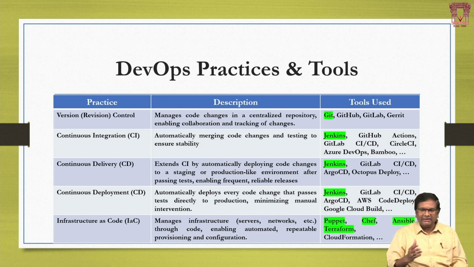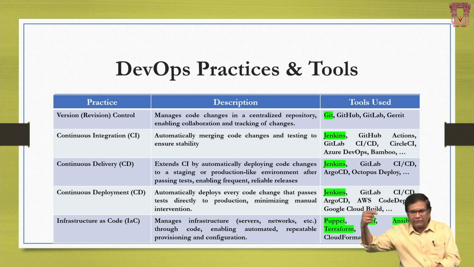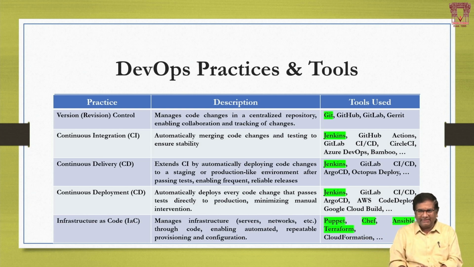Continuous deployment, automatically deploying every code change that passes tests directly to production, minimizing manual intervention. Now CI is for developers. CD is from developers to the build machines, test machines and stuff like that. Continuous deployment is like putting it into production. Again, the same set of tools are prescribed, Jenkins, GitLab and all that stuff. I'll talk about Jenkins later. Infrastructure as code.